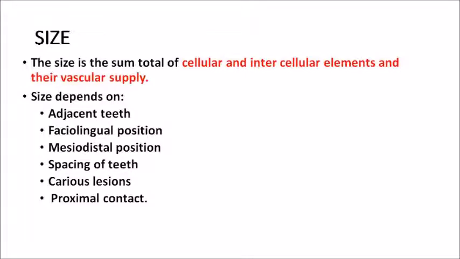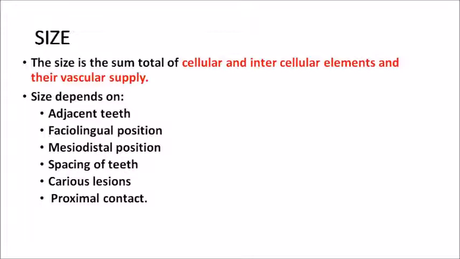Size of gingiva is the sum of cellular and intercellular elements and the vascular supply. Whatever is present inside that structure will contribute to its size. And size of the gingiva also depends upon some factors. There are 6 factors. The adjacent tooth determines the size of the gingiva. The facial-lingual position of the tooth: if it is lingually placed, then the gingiva in the labial or buccal portion will be more bulky. Mesiodistal position of the tooth also plays an important role. Then spacing between teeth, if present, again gingival size will be more.